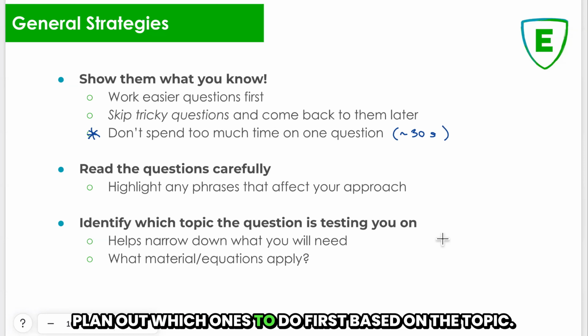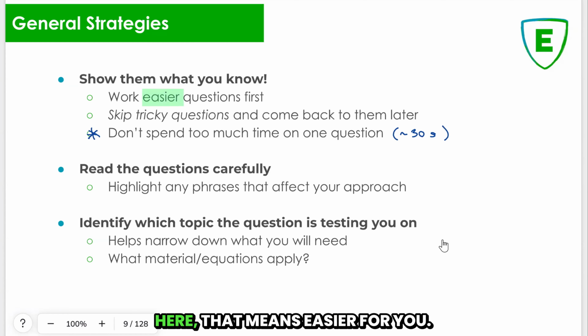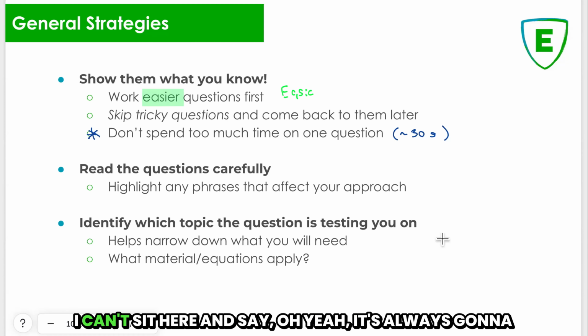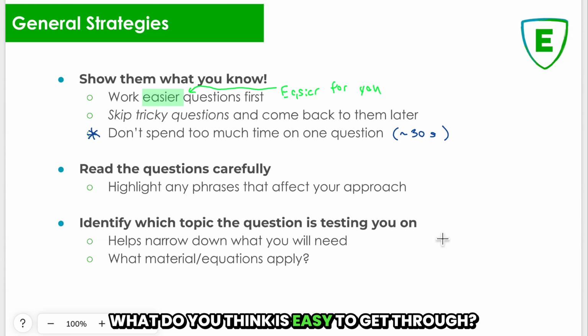Plan out which ones to do first based on the topic. And oh, that reminds me, when I use the word easier here, that means easier for you. Everyone is different. I can't sit here and say, oh, yeah, it's always going to be these that work out. So, yeah, prioritize it around you. What do you feel best about? What do you think is easy to get through?